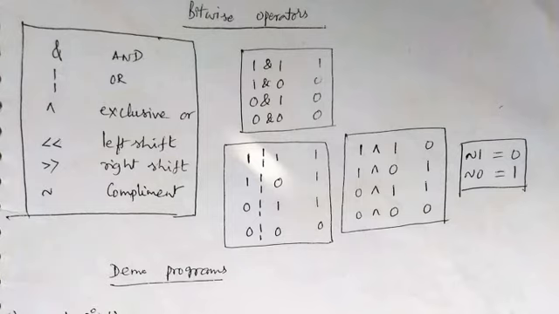Bitwise operators in C language. Bitwise operators are a special set of operators provided by C. They are used in bit level programming to manipulate bits of an integer expression, and they are used to change individual bits in an operand. So we have AND, OR, exclusive OR, left shift, right shift, and complement.